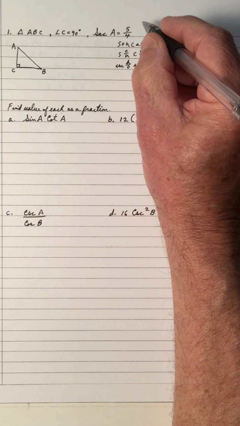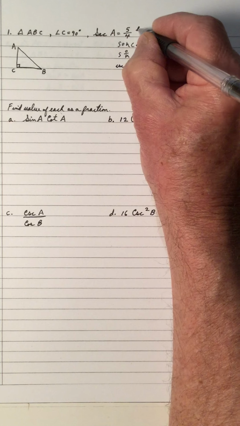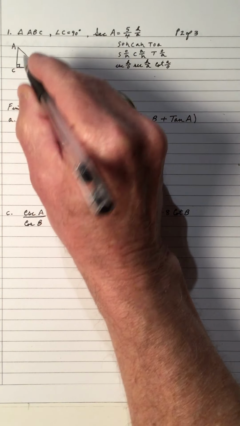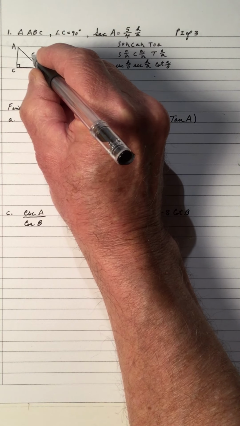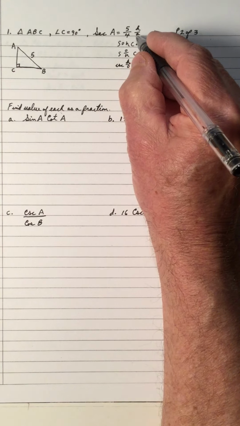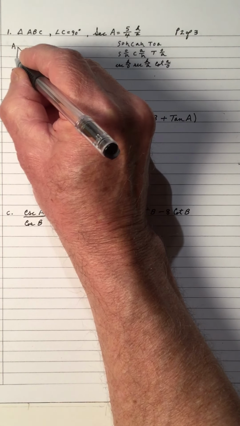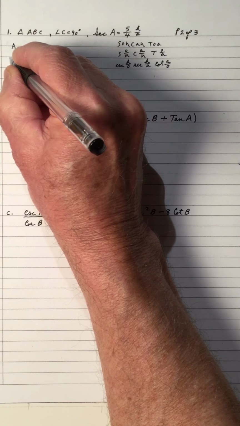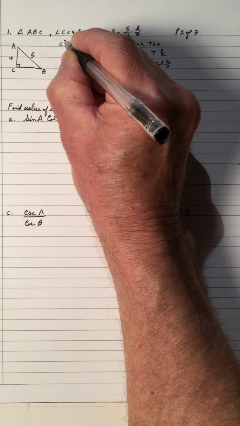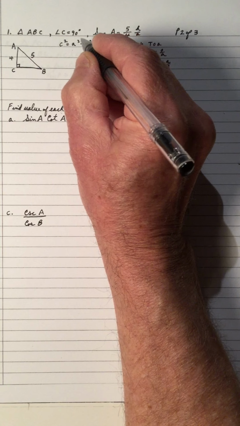So we have secant A, and secant is hypotenuse over adjacent. So that means in this triangle, the hypotenuse is 5, and the hypotenuse is opposite the right angle. Hypotenuse is the longest side. The adjacent side to angle A is 4. So this side is adjacent, this side is opposite. In relation to angle A, 4 is adjacent. Now, we need to work out all of these. We need to use the Pythagorean property.